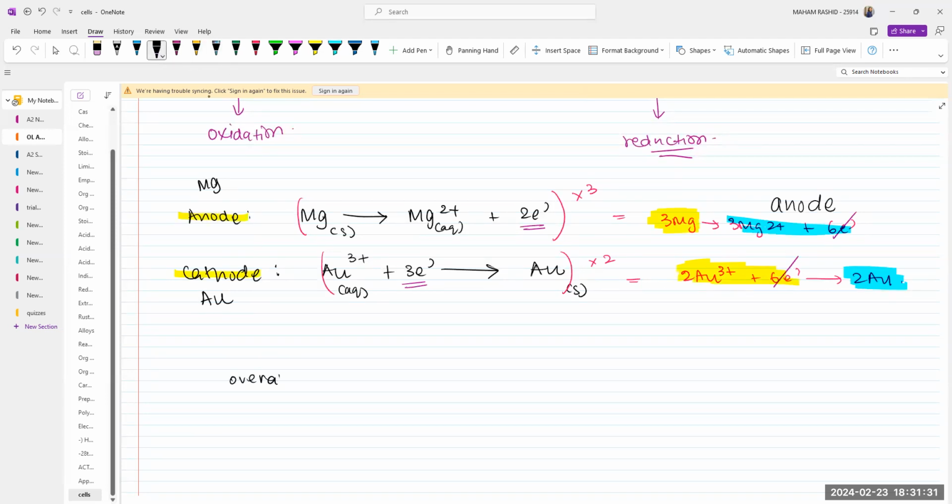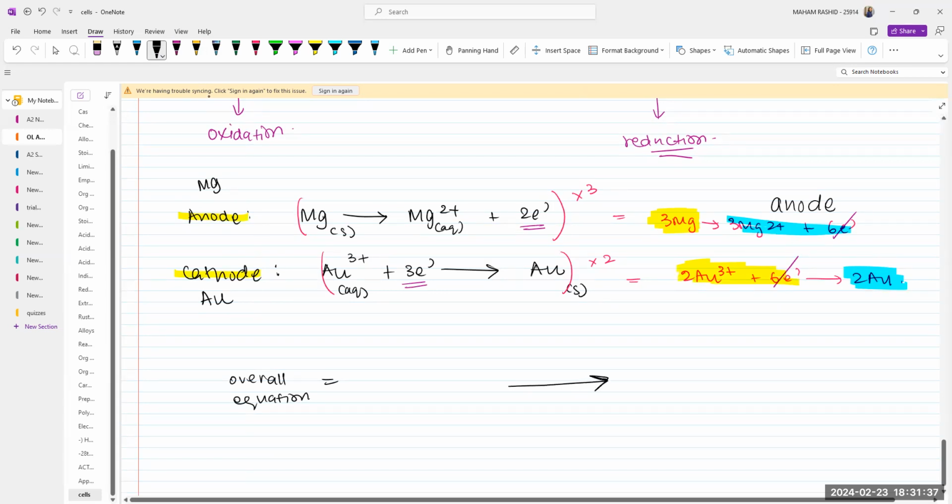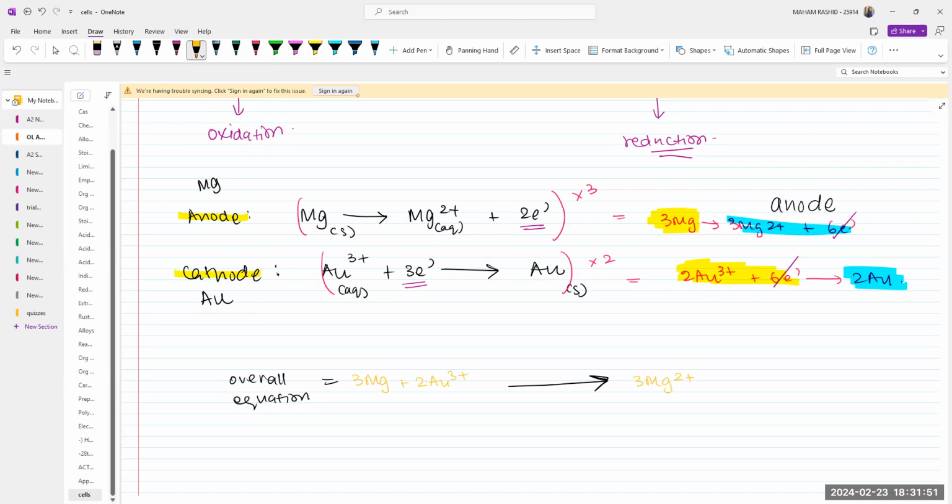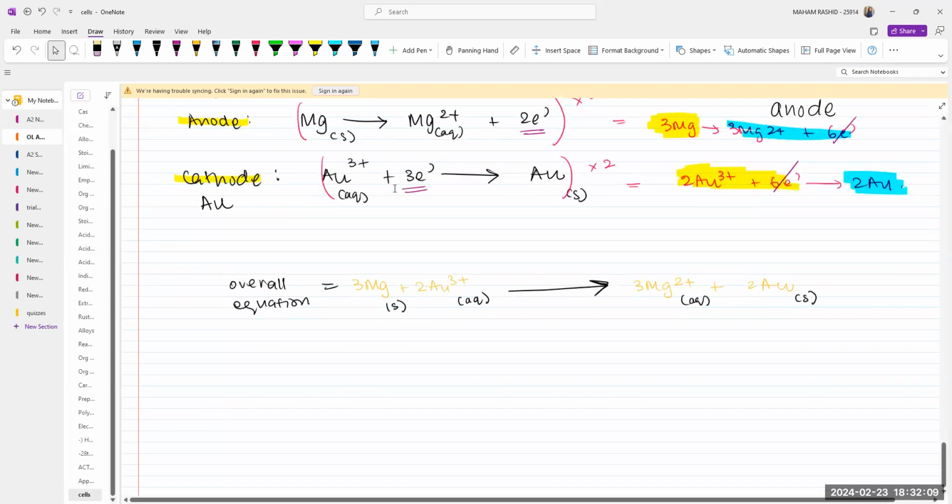So overall equation, I'll make the arrow first. The yellow part stays on the left side. It's going to be 3 Mg plus 2 Au3+, giving you 3 Mg2+ and 2 Au. State symbols are important. So this is solid, aqueous, aqueous, solid. This is our overall equation, and we're done with the second example as well.